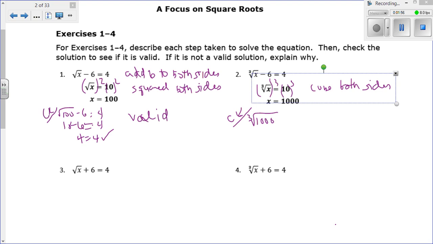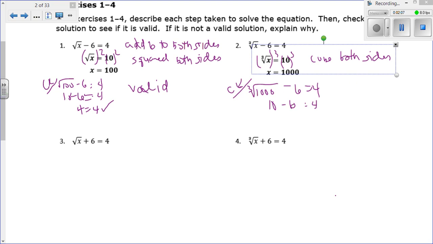The cube root of 1,000 minus 6 equals 4. Well, the cube root of 1,000 is 10, minus 6 equals 4. So 10 minus 6, 4 equals 4. We're good. So this one is valid.